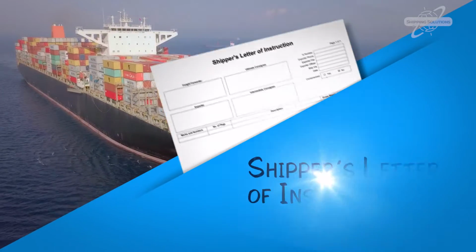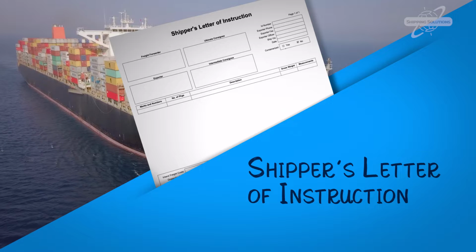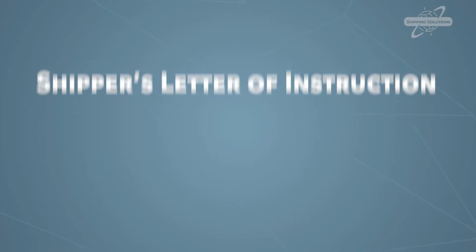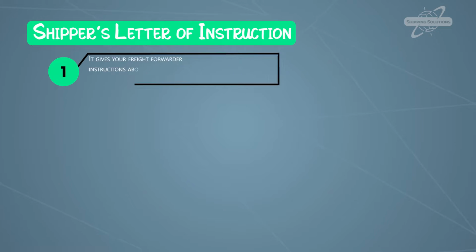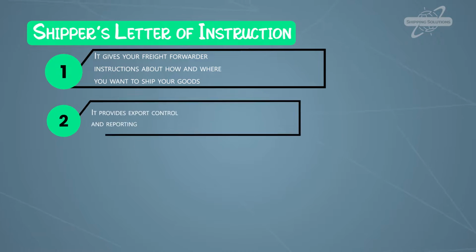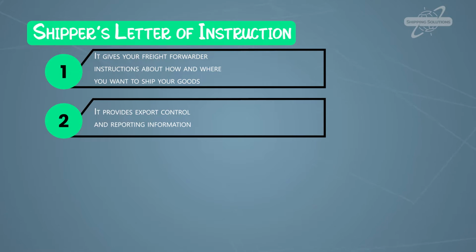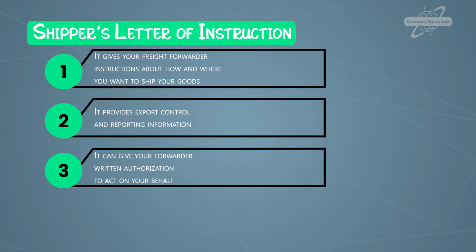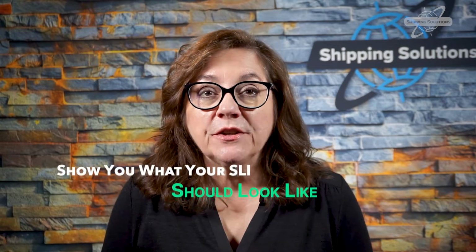A shipper's letter of instruction, also known as an SLI, is an optional but important export document that serves three primary purposes. First, just as its name implies, it gives your freight forwarder instructions about how and where you want to ship your goods. Second, it provides export control and reporting information as may be required by the International Traffic in Arms Regulations, the Export Administration Regulations, and the Foreign Trade Regulations. Third, when applicable, it can give your forwarder written authorization to act on your behalf, including submitting the electronic export information to AES. I'll explain all that in more detail and show you what your SLI should look like.